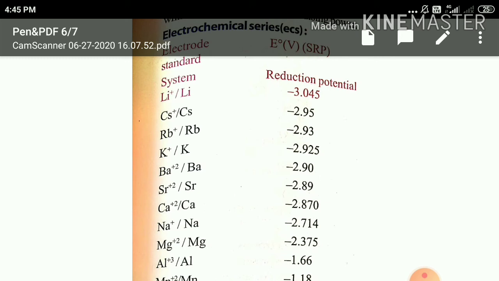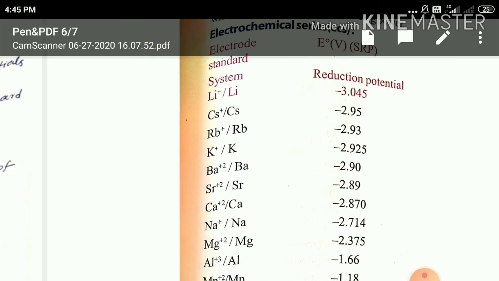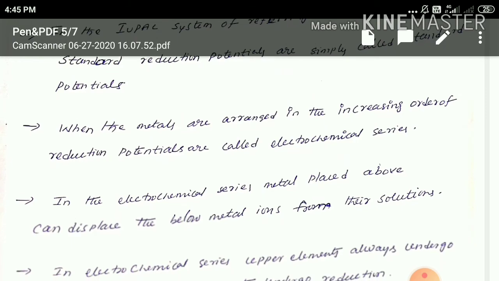Cesium and lithium both are present together. At that time, cesium always undergoes reduction, but lithium undergoes oxidation. Like this, the upper elements always undergo oxidation, and the lower elements always undergo reduction. That means the upper elements displace lower elements from their aqueous solution.